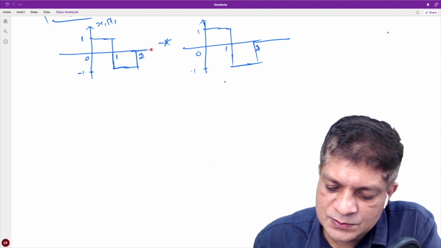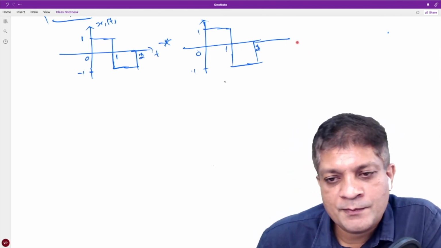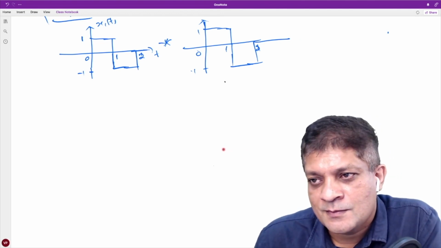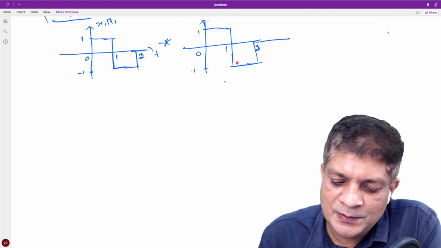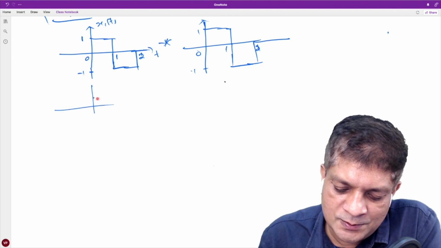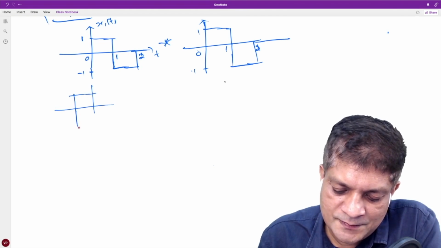Okay, sorry, this is 2. Okay. So can you find the convolution of these two? Is it difficult to visualize? You have to flip this, move it, and if you flip this, you will get something like this.